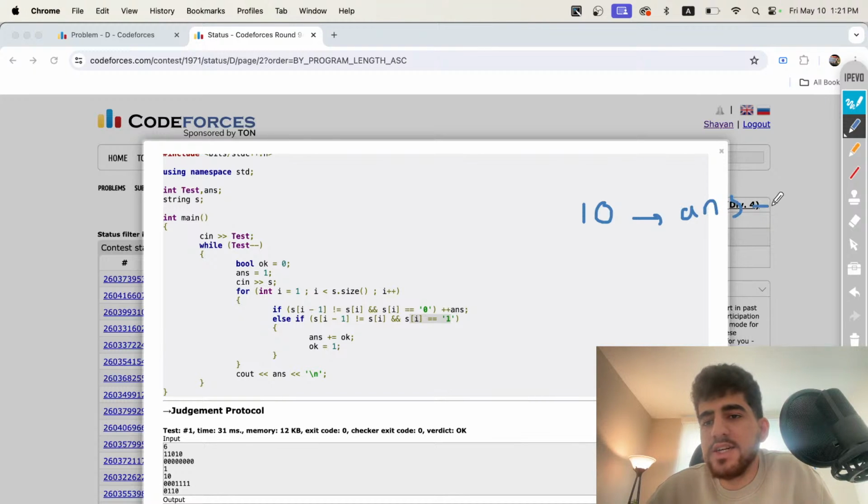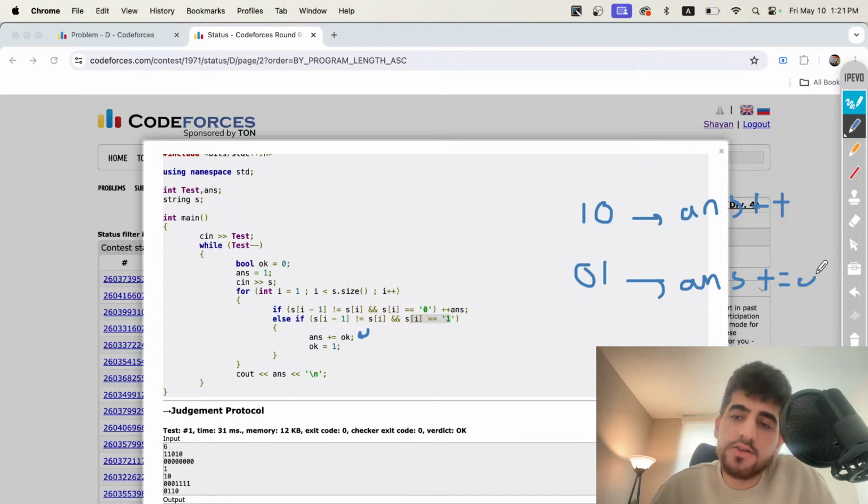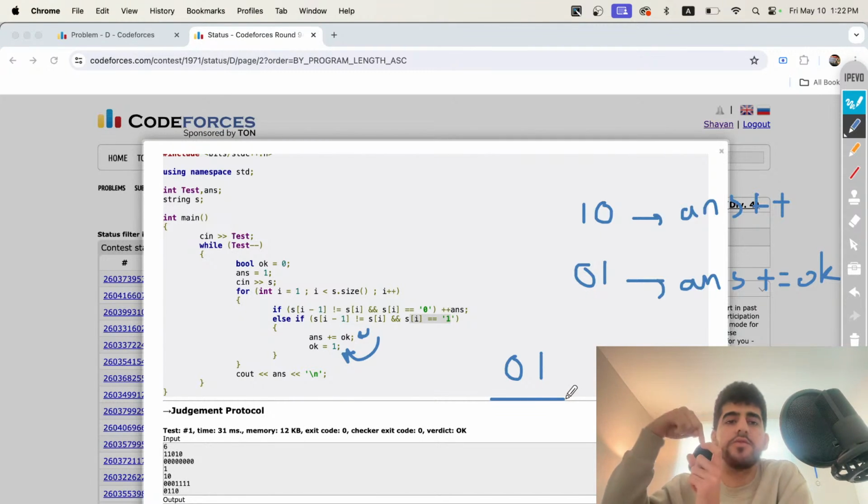When it sees 0 1, the first time it doesn't add anything to answer. You know, it says that ans plus equal to OK. And OK is initially 0, so the first time ans wouldn't change. But from the second time, the answer would be increased by 1, because OK will become 1. So that's exactly the same thing. The first time that it sees 0 1, it doesn't change the answer. But the next one it changes. So it's like counting the partitions. Only for 1 0 1 you don't count that.